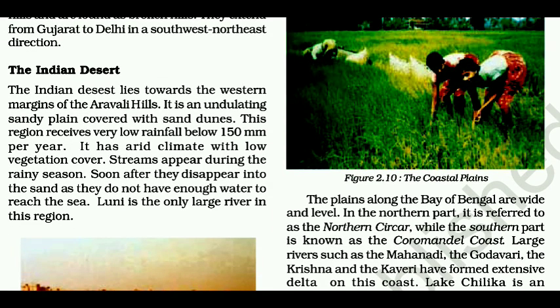Now we will talk about the Indian desert. The Indian desert lies towards the western margins of the Aravalli Hills. It is an undulating sandy plain covered with sand dunes. This region receives very low rainfall, below 150 millimeters per year. It has an arid climate with low vegetation cover.